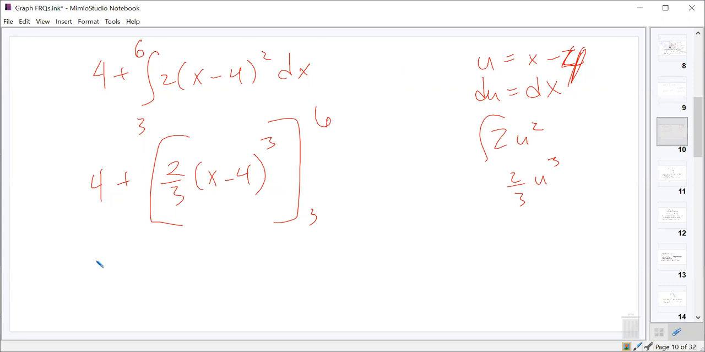Wonderful. Then we evaluate. 4 plus 2/3 of 6 minus 4 is 2. 2 cubed is 8. So 2/3 of 8. And then minus, plug in 3. That's -1 cubed, which is -1. So minus -2/3. So we have 16/3 plus 2/3. That's 8/3. 8/3 is 6, right?